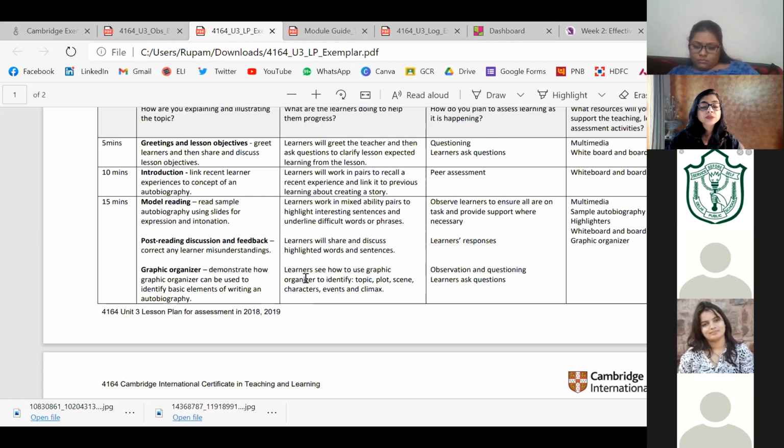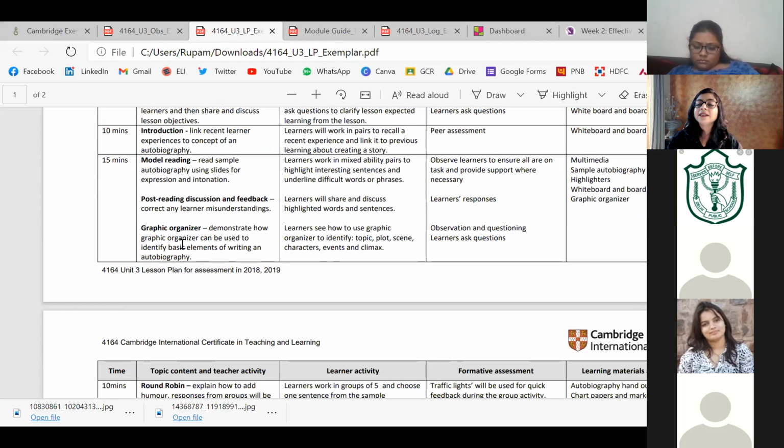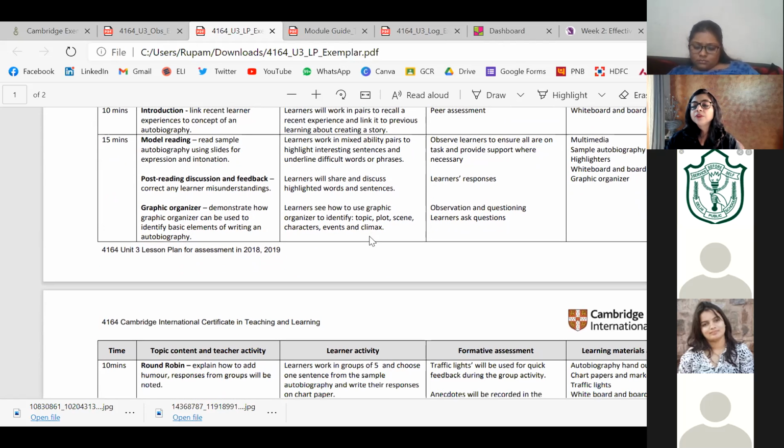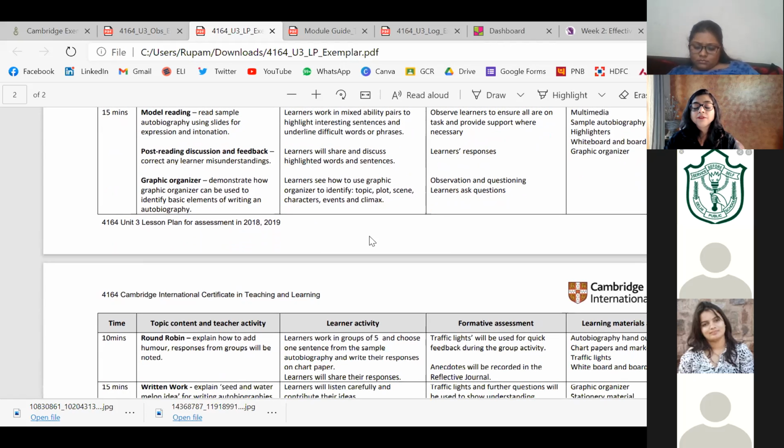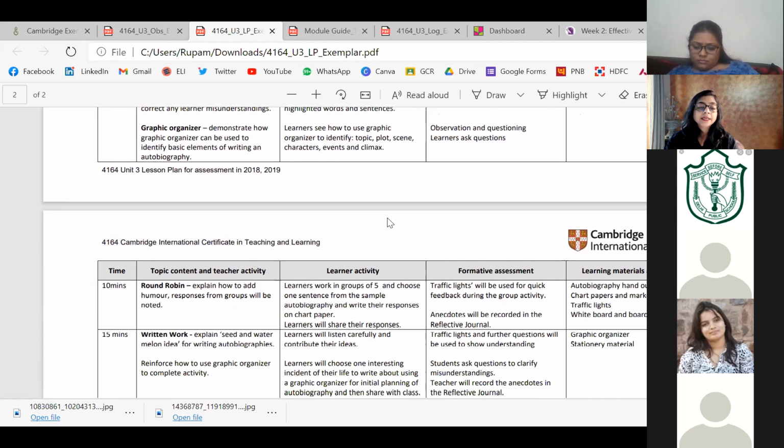Now, if you want, your children can already create a graphic organizer and be ready with it beforehand. So this part of an activity could be ready-made for you, and then discussion on it is something which can happen in an online class.